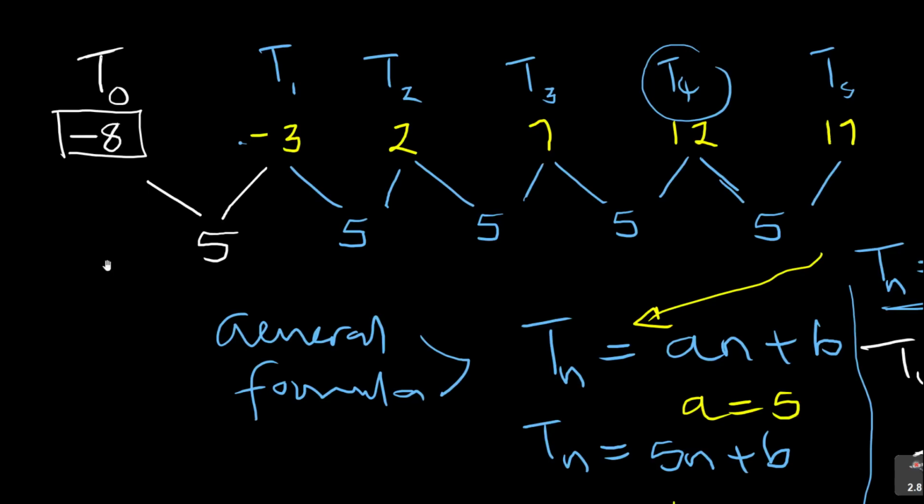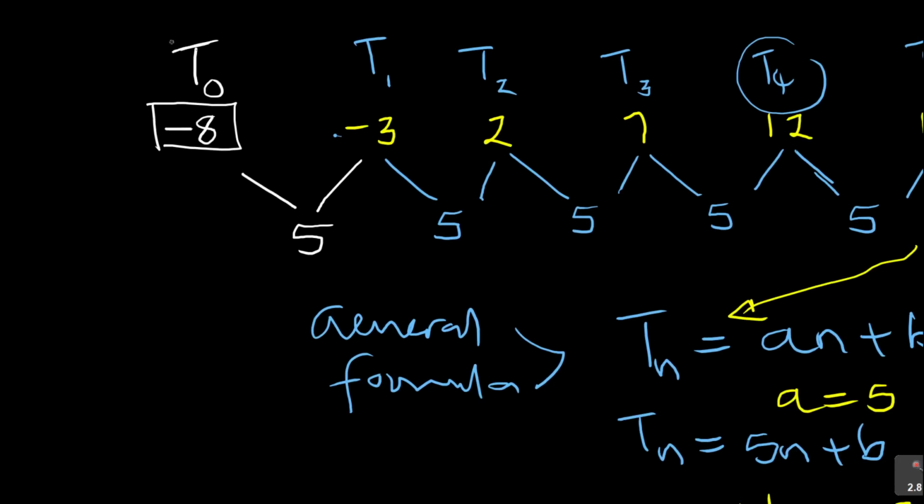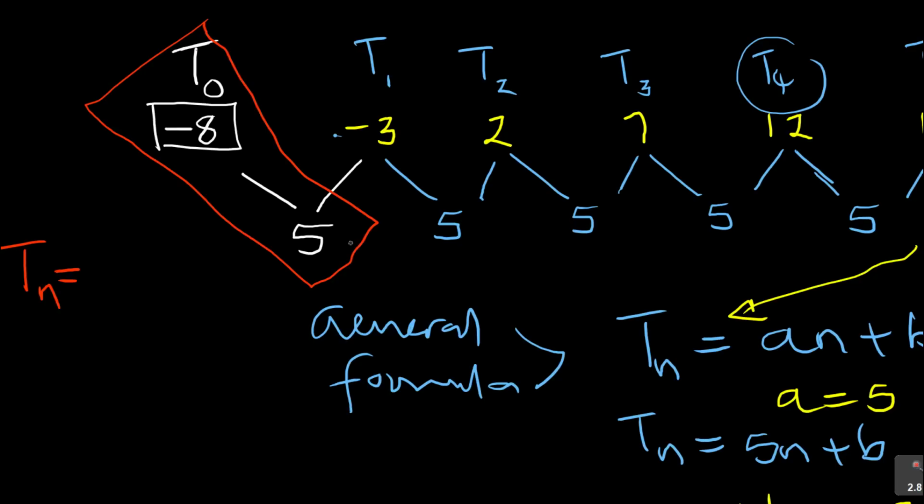Now, I can focus on this one here. And my formula is there. Tn is equal to what? 5n minus 8. If you go back from T1 to T0, you'll get your answer there. It will be that, you put n there, minus 8. That's another way of doing it.